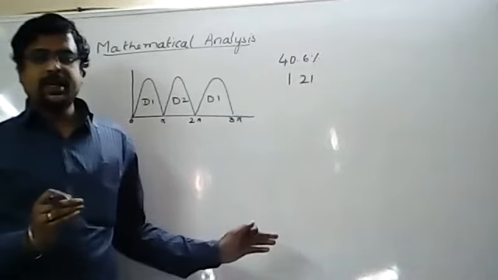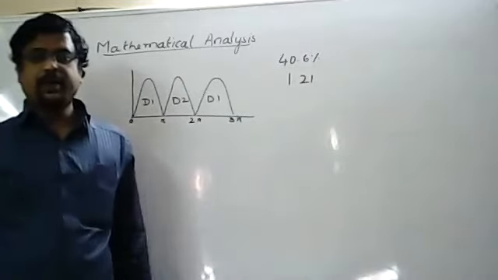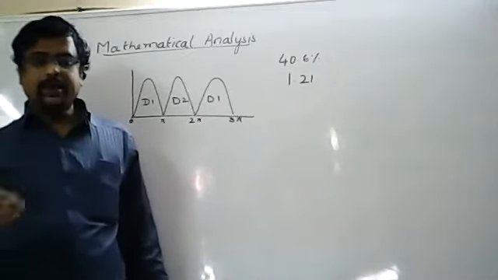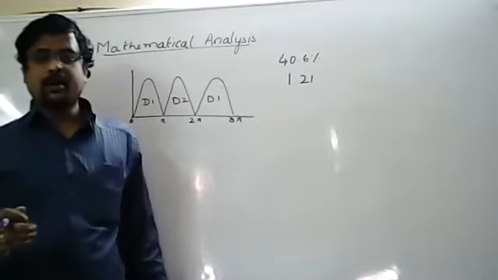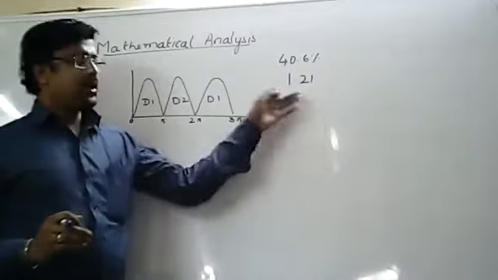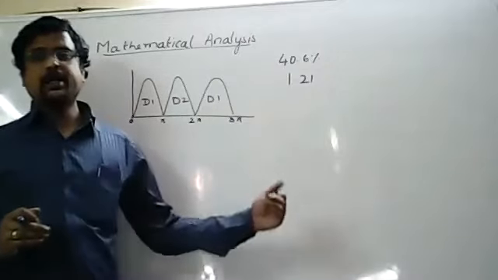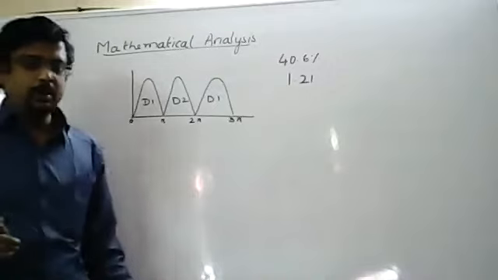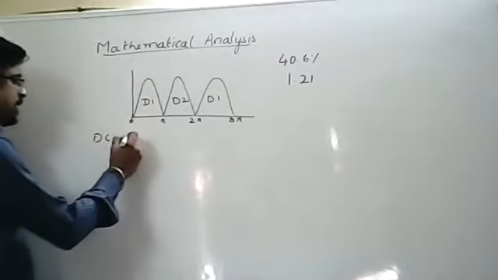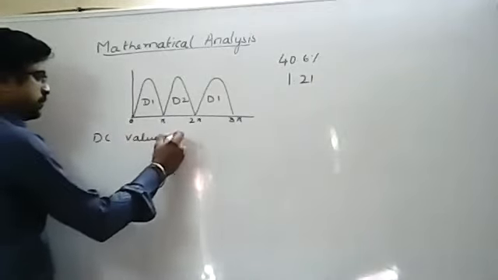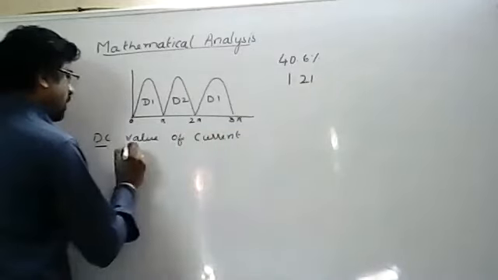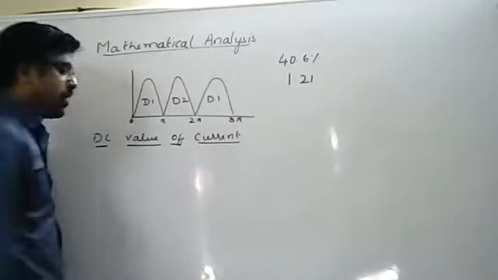Now in yesterday's class we have seen the design of a full wave rectifier and how it is working. But whether my design is up to the mark or not, whether I am getting an efficiency more than this and ripple factor less than 1, for this again I need to go for mathematical analysis. So first let us find the DC value of current.